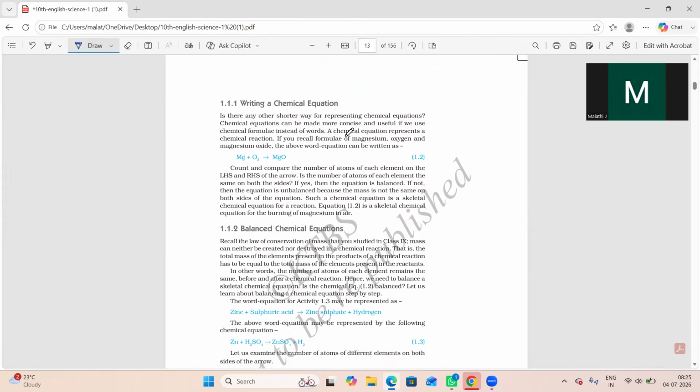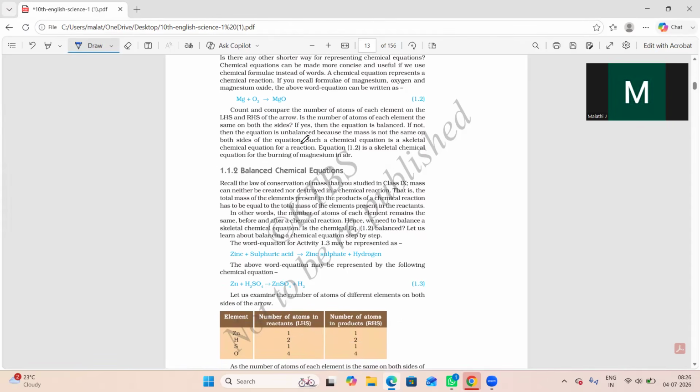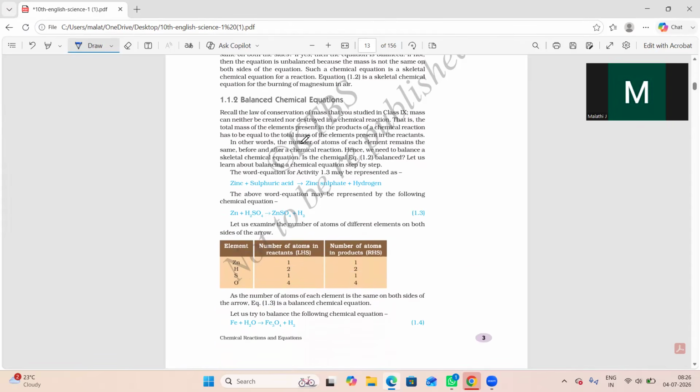So how do we write a chemical equation? You have to use symbols. A chemical equation represents a chemical reaction. Magnesium will be represented as Mg, and oxygen, which above we wrote in word form, is now a symbol. O2 is oxygen, it gives rise to MgO, that is magnesium oxide.